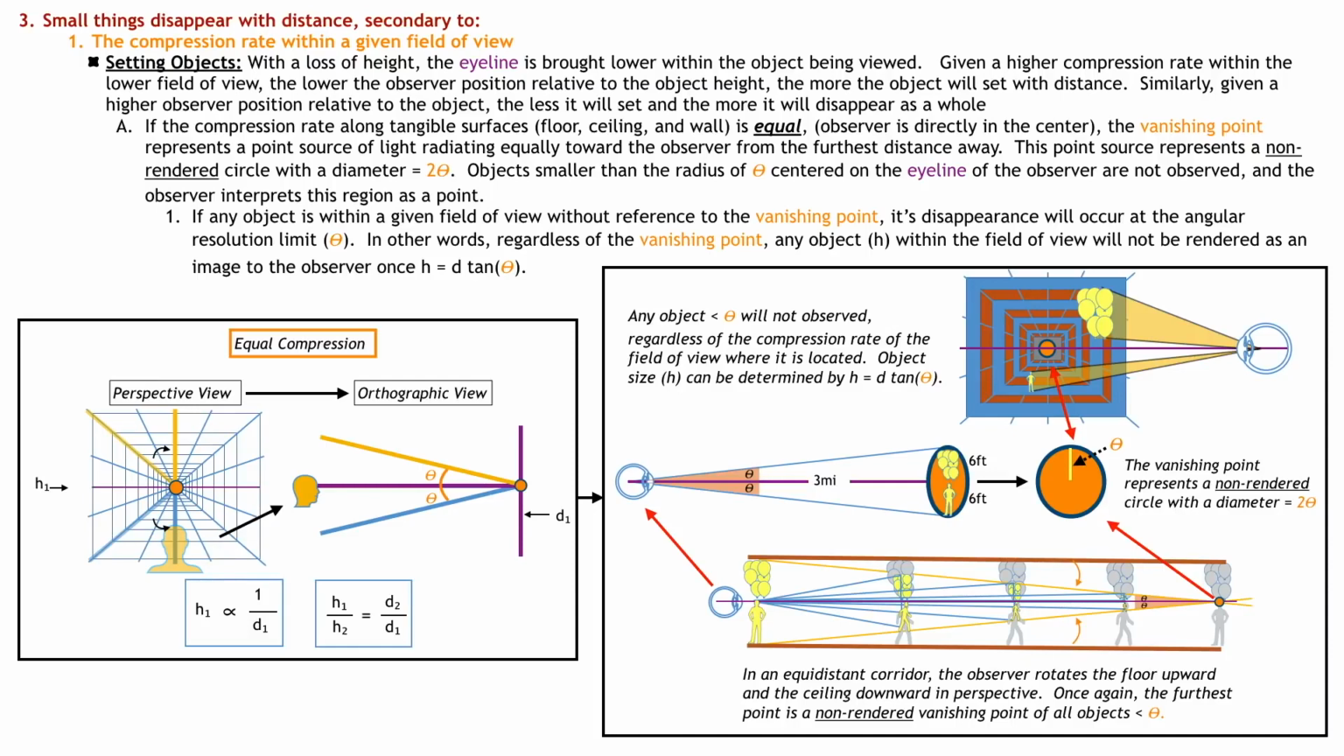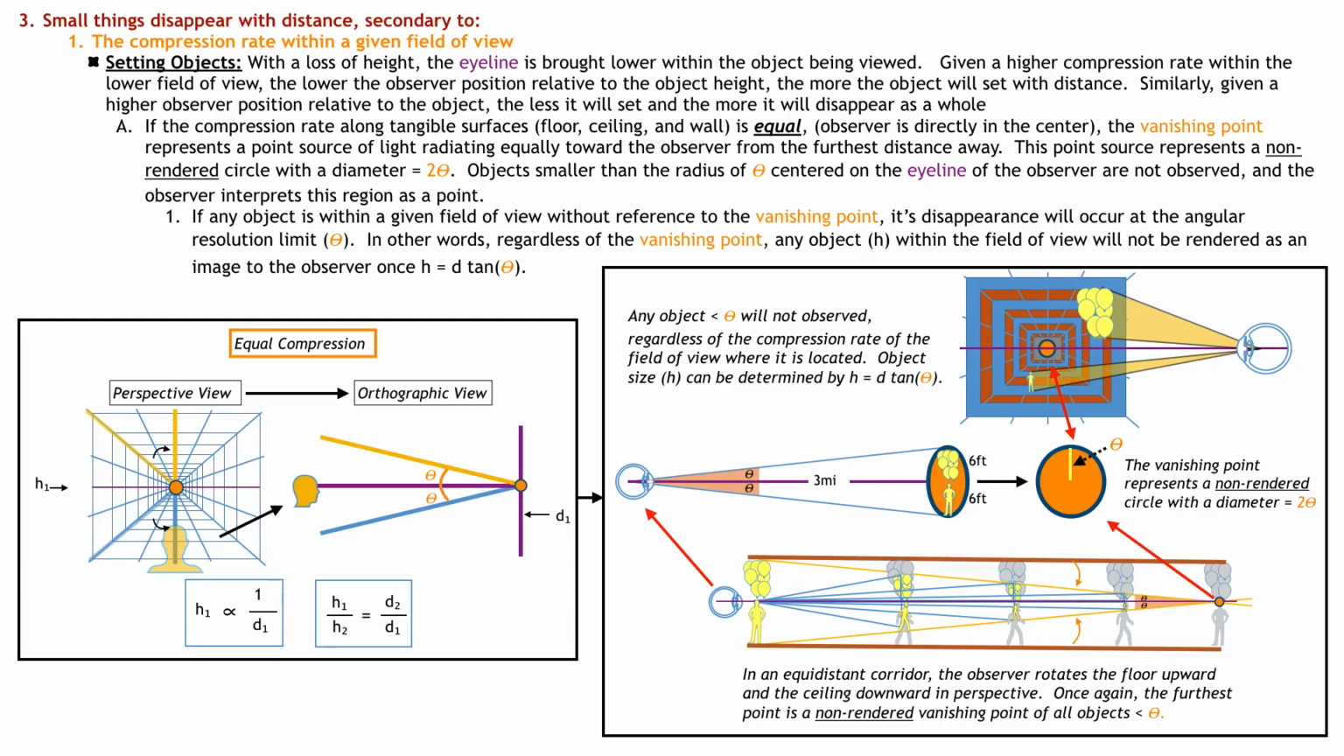So that's the vanishing point, and we'll cover that as we go as well. If you didn't catch all of it, it will hopefully become more apparent. But the second aspect is setting objects. So again, we have small things disappearing with distance secondary to the compression rate within a given field of view. So this is how a setting object occurs.